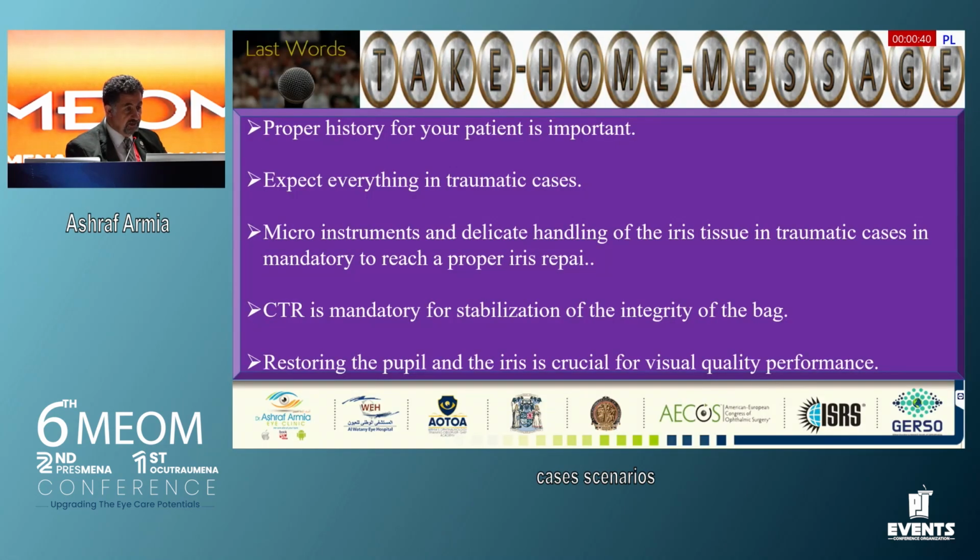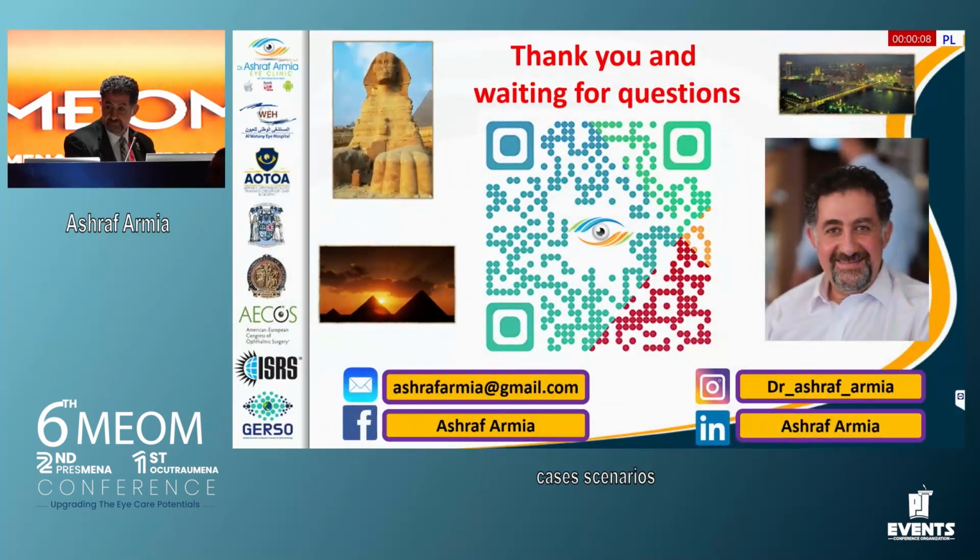Close everything. Then, my take-home message, very important. Proper history of the patient is important. Expect everything in traumatic cases. Micro-instruments should be prepared, and delicate handling of the iris tissue, because it's already damaged in traumatic cases, is mandatory to reach a proper iris repair. CTR is mandatory for stabilization of the integrity of the bag, and restoring the pupil and the iris is crucial for visual quality performance. Thank you so much.